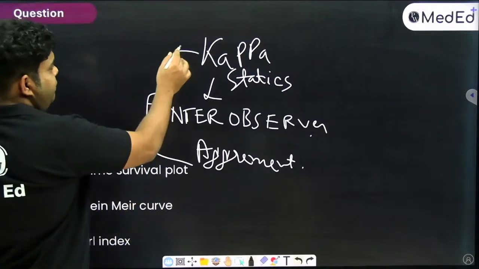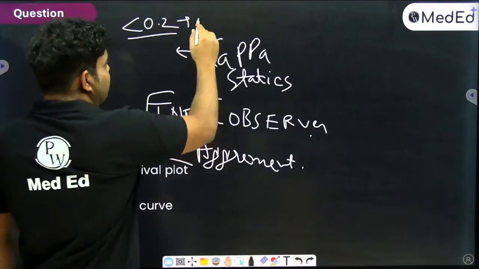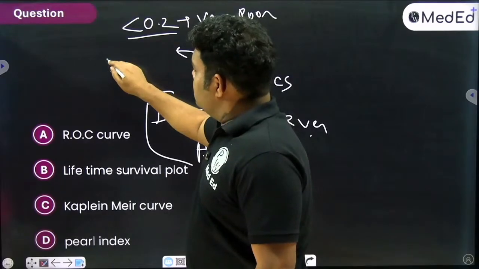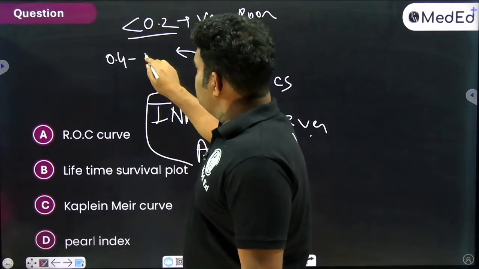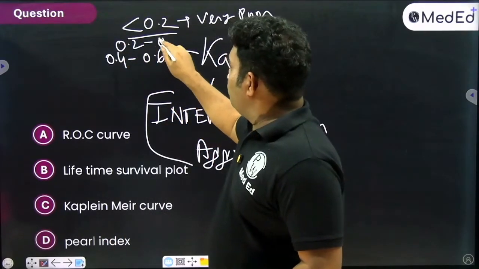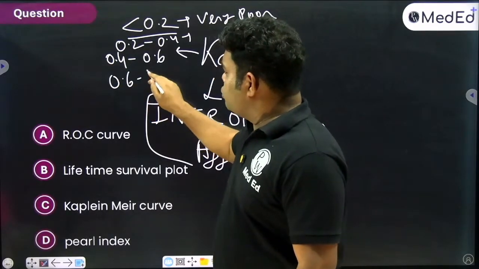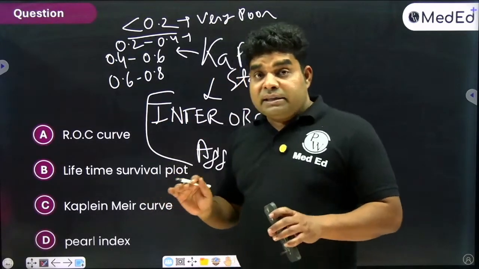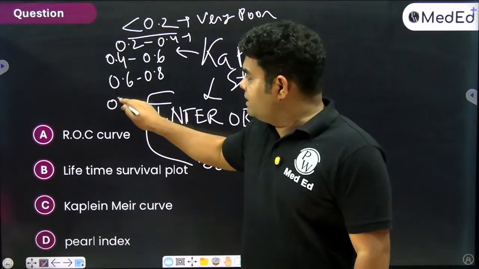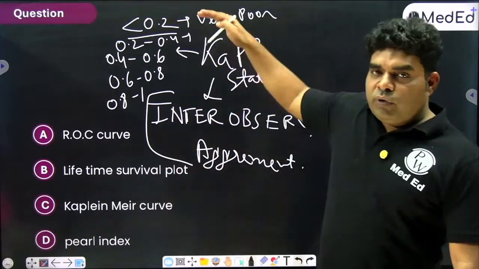Like if the Kappa statistics value is less than 0.2, it is very poor agreement. If the data is between 0.2 to 0.4, we call it mild agreement. If it is between 0.4 to 0.6, we can call it intermediate agreement. And if it is 0.6 to 0.8, we call it a respectable, moderate agreement. But if the Kappa statistics is between 0.8 to 1, we call it very strong agreement.